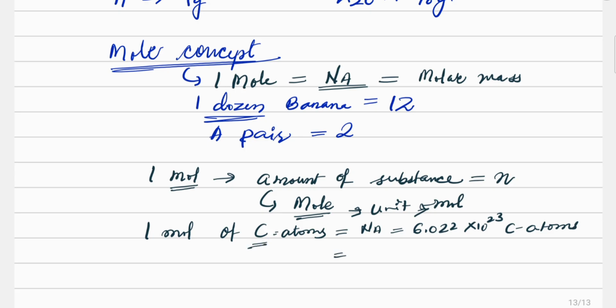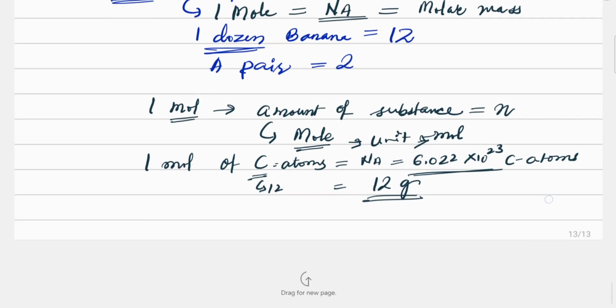Suppose we have taken only carbon atoms, which is carbon 12. Suppose it is pure carbon 12. So its mass is going to be 12 gram. So when this much number of carbon atoms are present, then their mass will be 12 gram. So this is mole concept. It can be done for other compounds also.